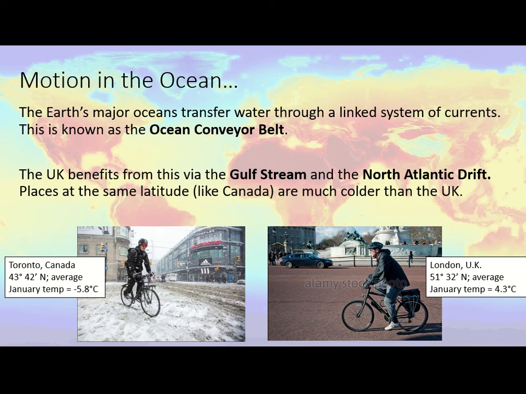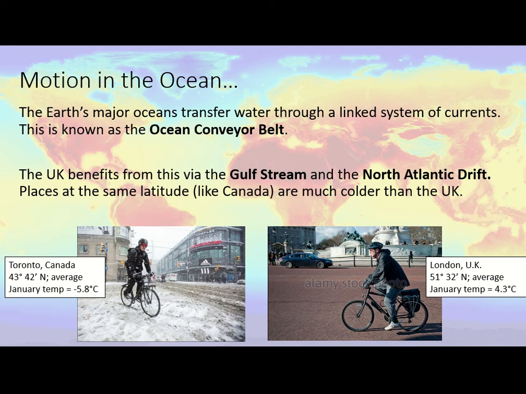And that's reflected completely differently by those temperatures that I've put on the screen. The average January temperature in Toronto in Canada is minus 5.8 degrees Celsius. Now that'll change from year to year with global warming, but minus 5.8 is the average January temperature in Toronto. The average January temperature in London is 4.3 degrees positive. So what we are looking at is a shift of 10 degrees Celsius difference, even though we are closer to the North Pole than Toronto in Canada.